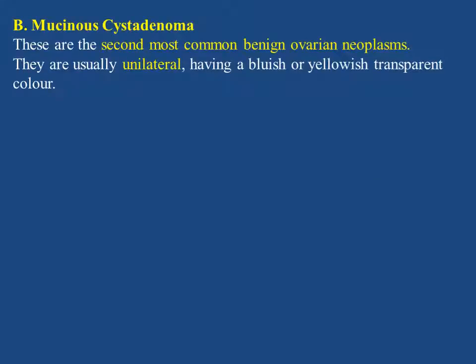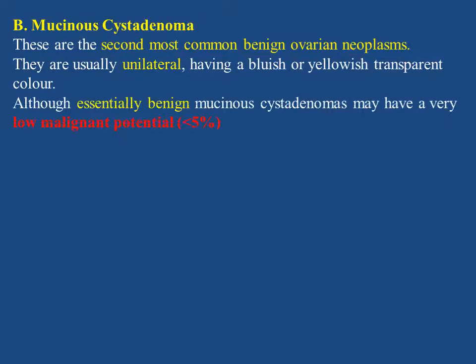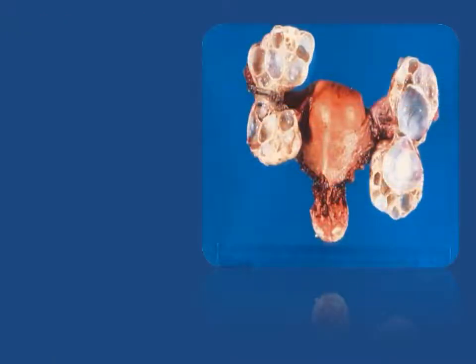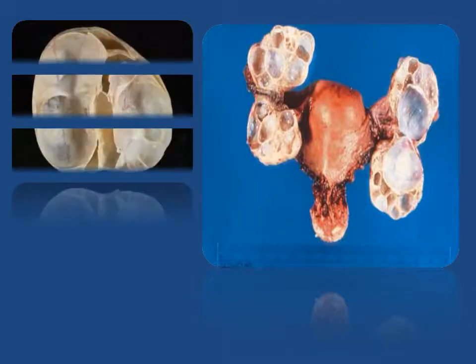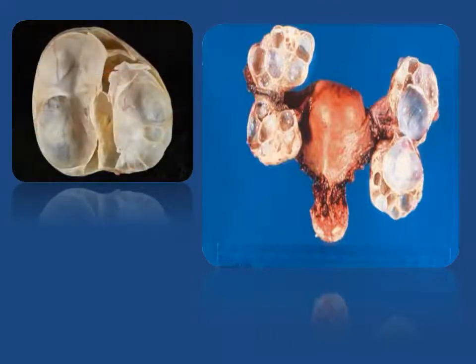The second one is the mucinous cystadenoma. This is the second most common benign ovarian neoplasm. Usually, they are unilateral, having bluish or yellow transparent color. They are essentially benign, have very low malignant potential, less than 5%. This is the cut section of the mucinous cystadenoma, characterized by being multilocular with plenty of locules.